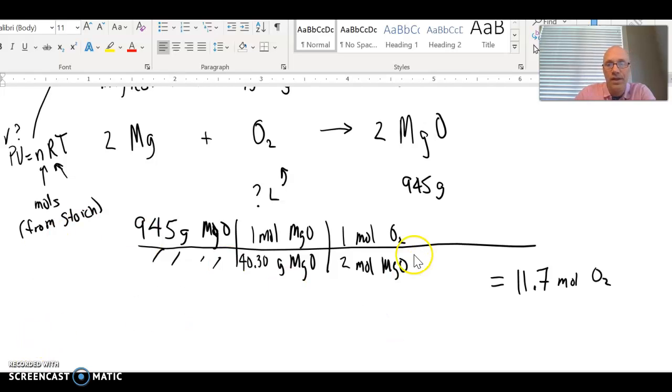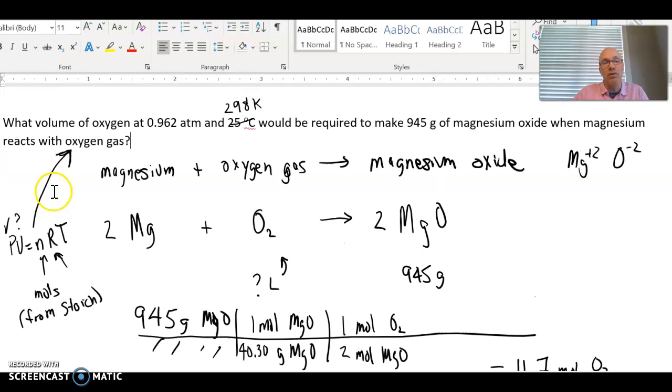All right, and that's going to work out to 11.7 moles of oxygen. Remember, in our gas laws, that's what n is: the number of moles of gas. So what we did here is we solved for our n.